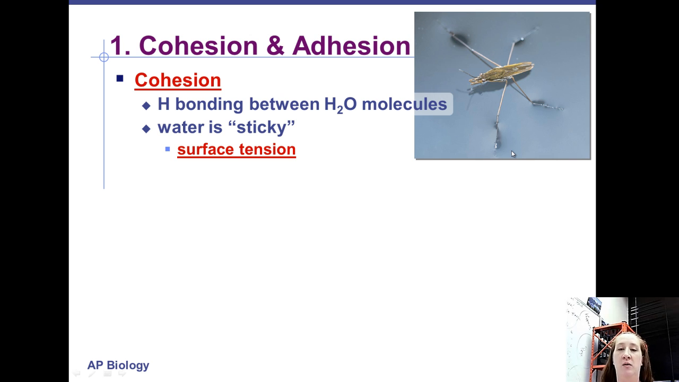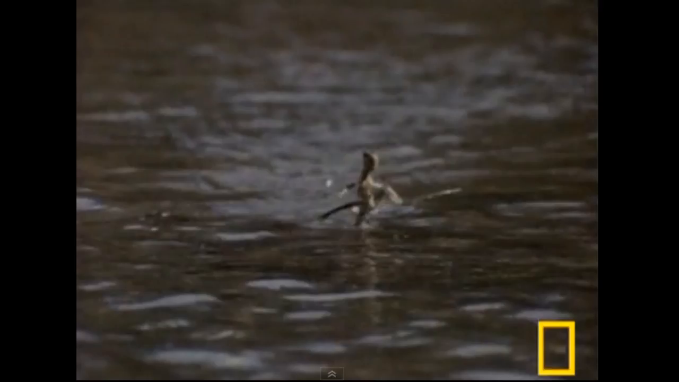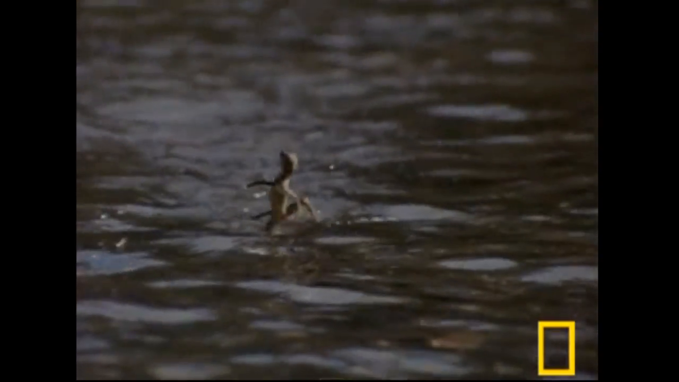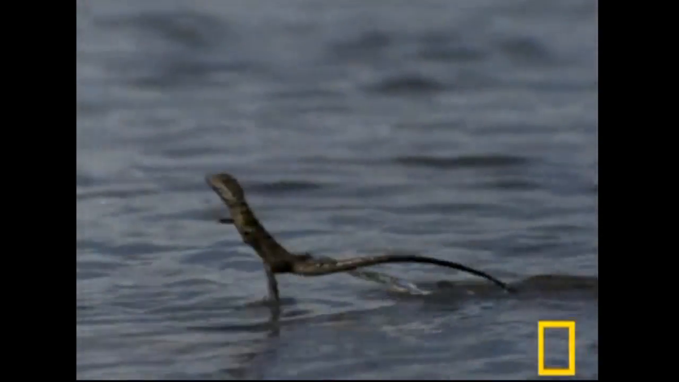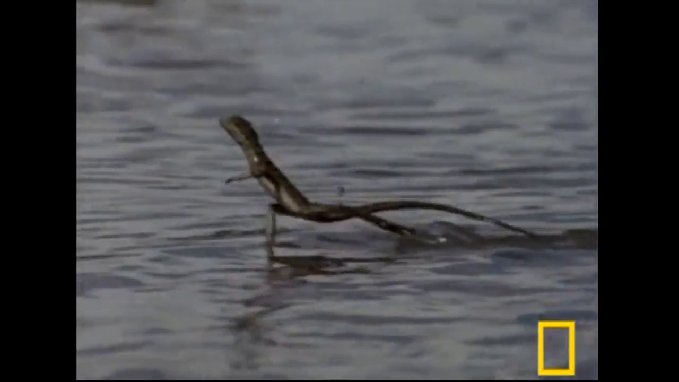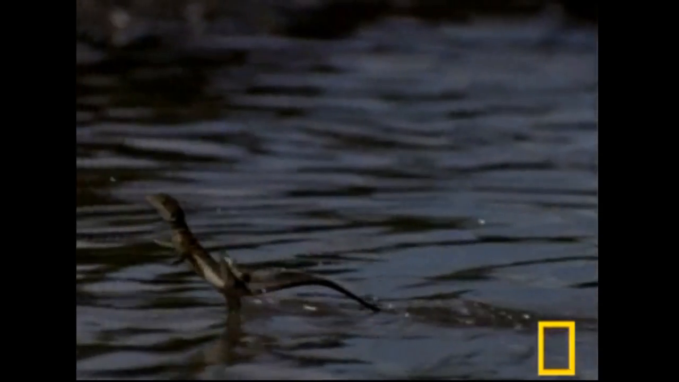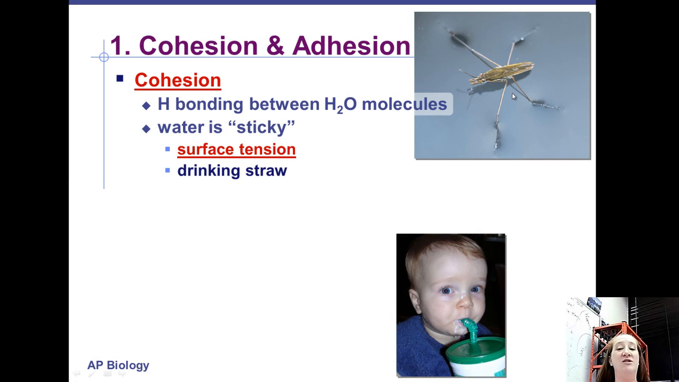Surface tension, while it causes us pain, allows insects to walk and live on top of water. Also, one thing you should Google is the Jesus lizard. It can run across the water. It's very cool. It also allows us to drink through a straw, because as you pull on the water, one water molecule pulls the next one, pulls the next one, pulls the next one, and creates a whole line through the straw.